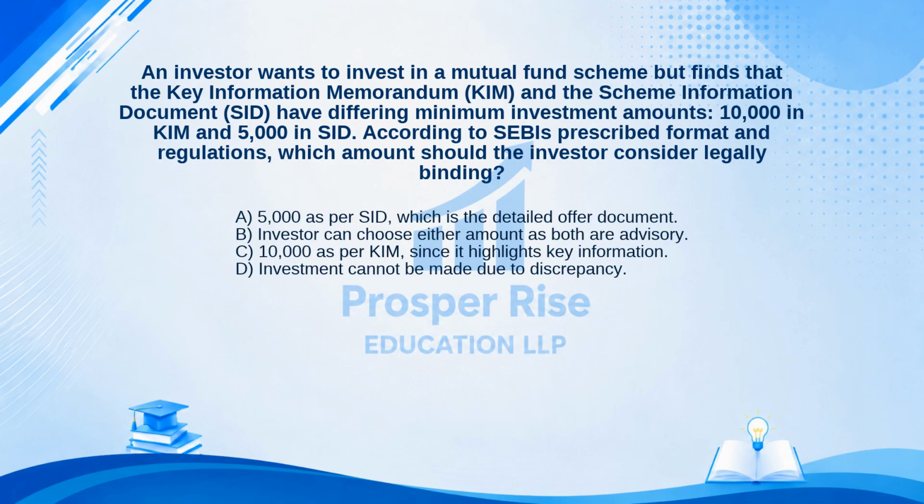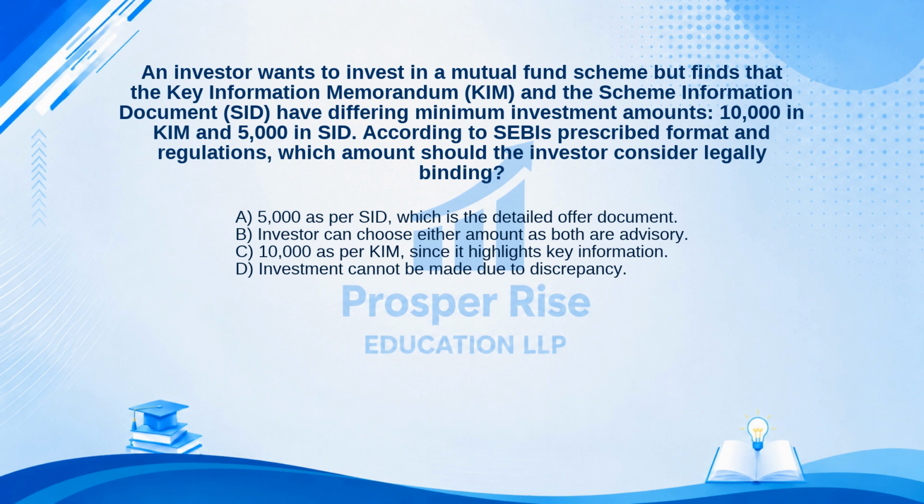A. 5,000 as per SID, which is the detailed offer document. B. Investor can choose either amount as both are advisory. C. 10,000 as per KIM, since it highlights key information. Or D. Investment cannot be made due to discrepancy. Take a moment to pause the video and decide.